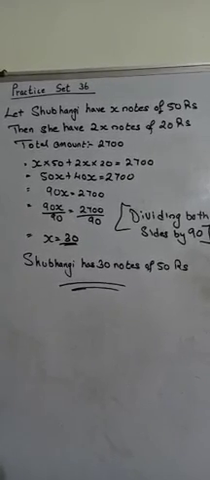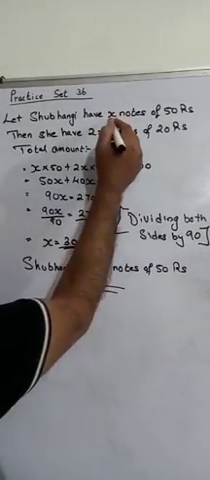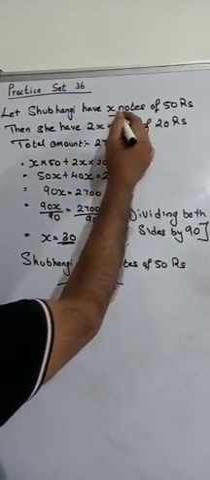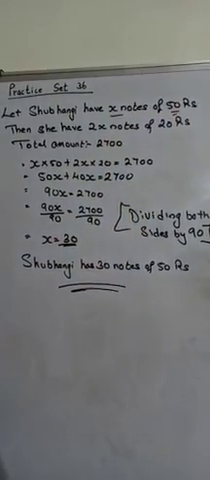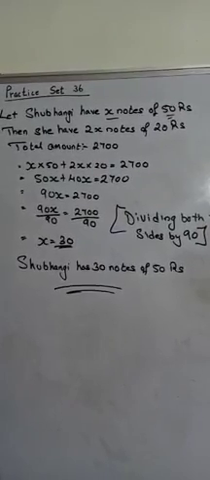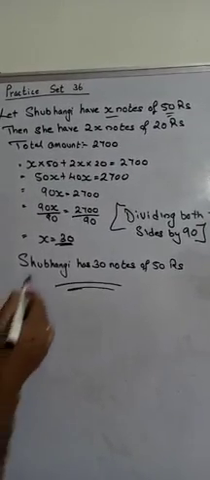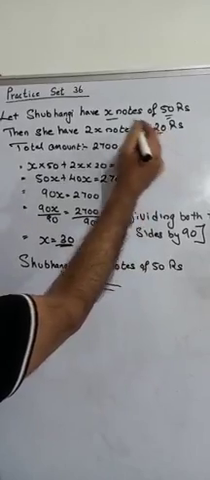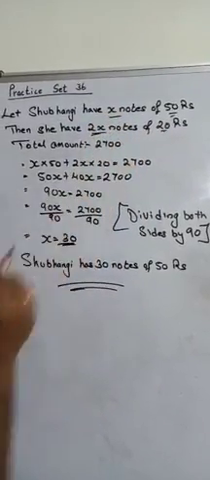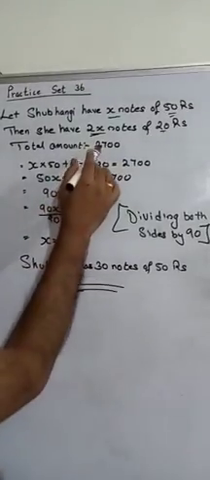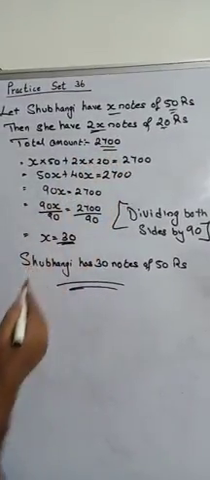So we'll consider 50 rupees notes as x. Let Shubhangi have x notes of 50 rupees. Then, what is the second statement? Twice the 20 rupees notes. So 20 rupees notes are twice. So 2 times x, 50 rupees. And the total amount comes up to 2700.